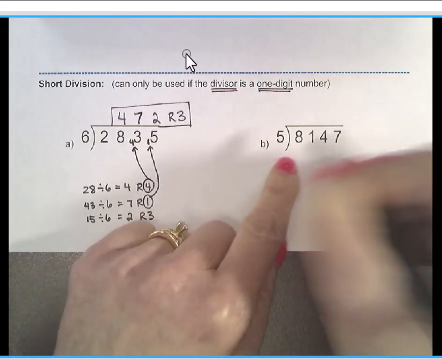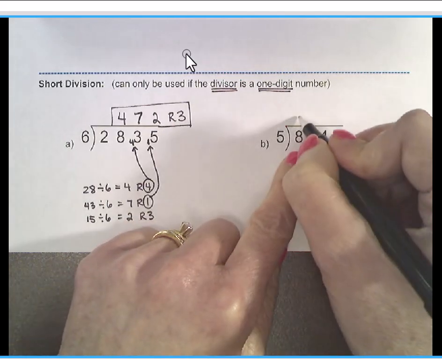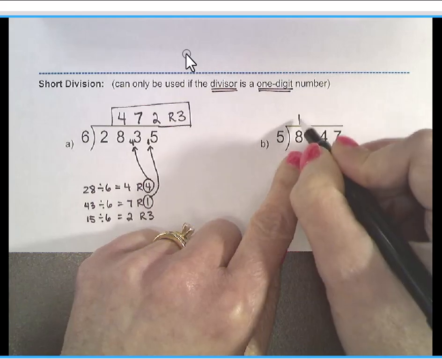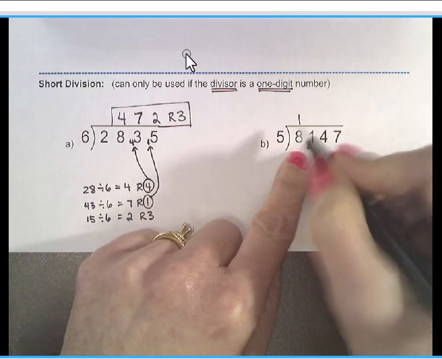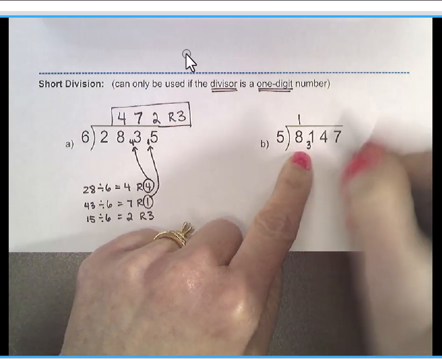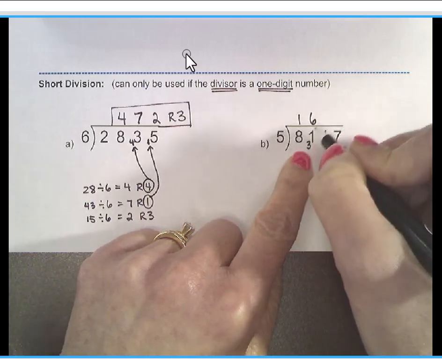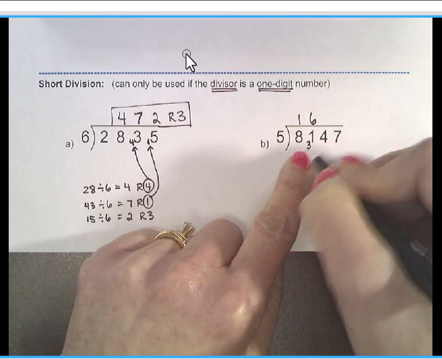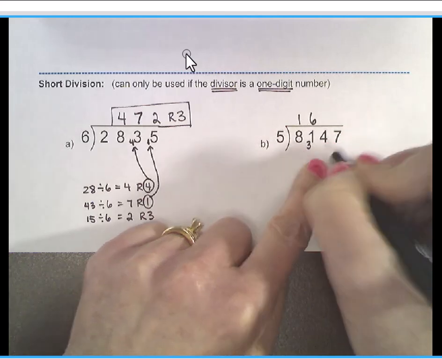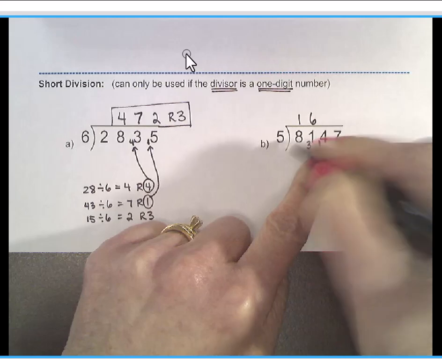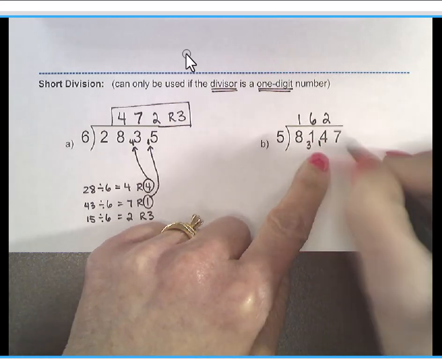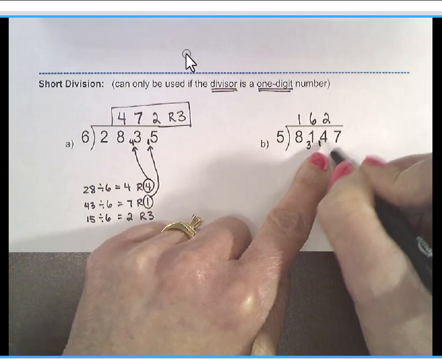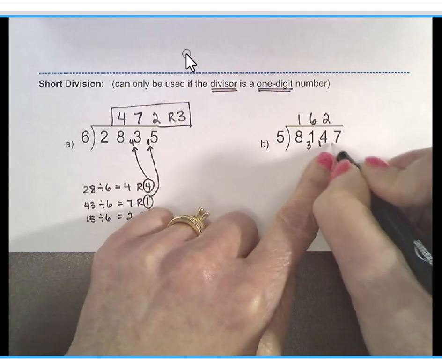So let's try the next one. 5 goes into 8 once. 1 times 5 is 5. There's a remainder of 3. 5 goes into 31 6 times. 6 times 5 is 30. That would be a remainder of 1. 5 goes into 14 twice. 2 times 5 is 10. So 14 and 10, that would be a remainder of 4.